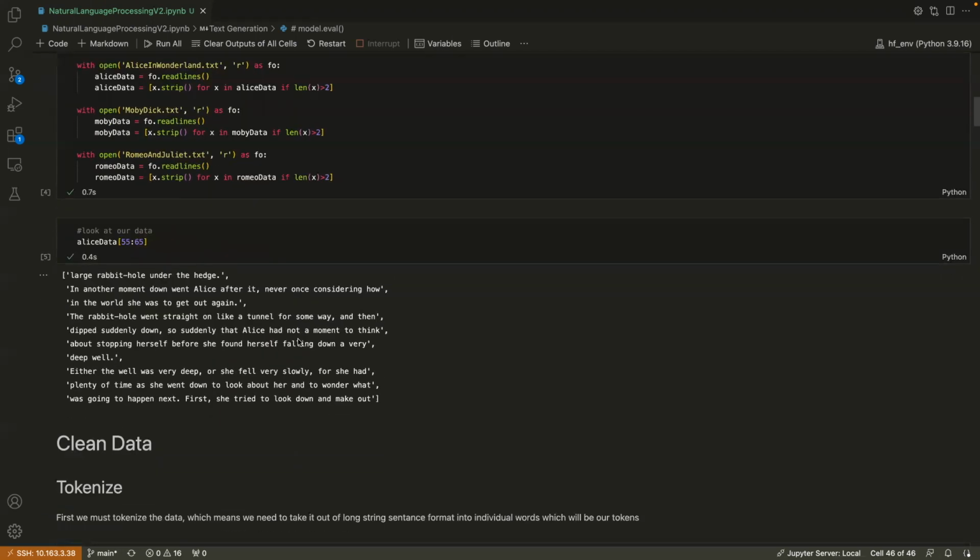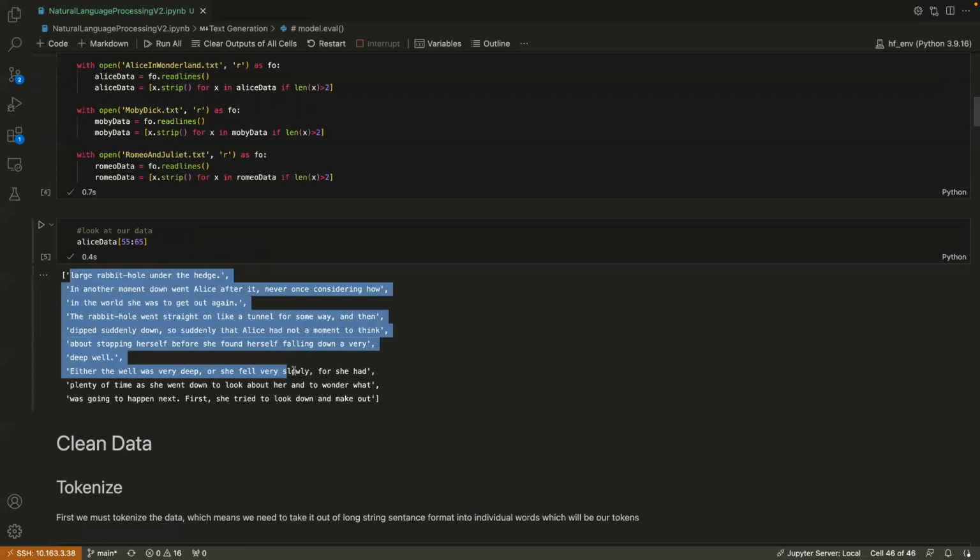So what we did here is we read in sentence by sentence, or it's not quite sentence by sentence, it's actually going by every break line. So some of the sentences are broken up, but we'll deal with it. But anyway, just a list of Alice in Wonderland here.